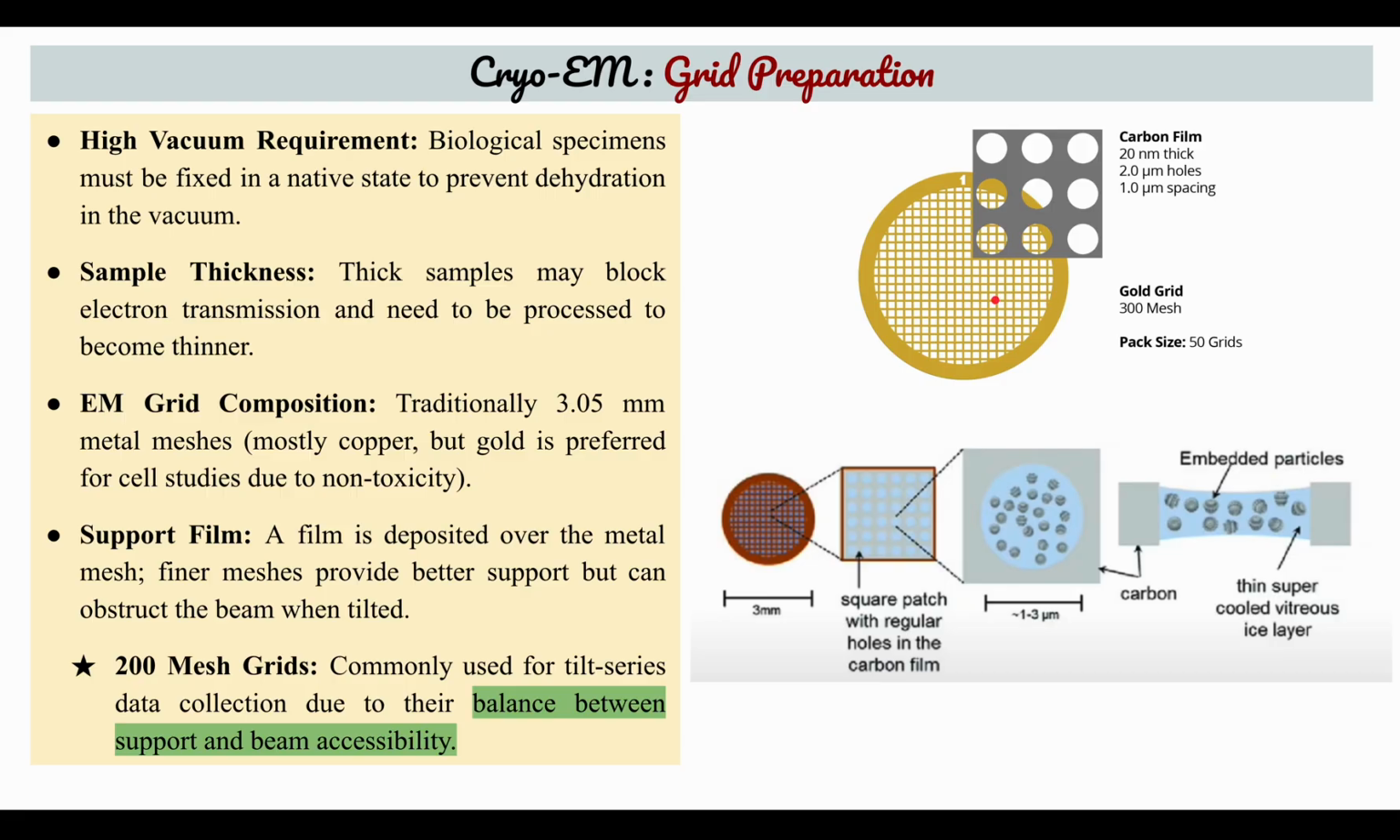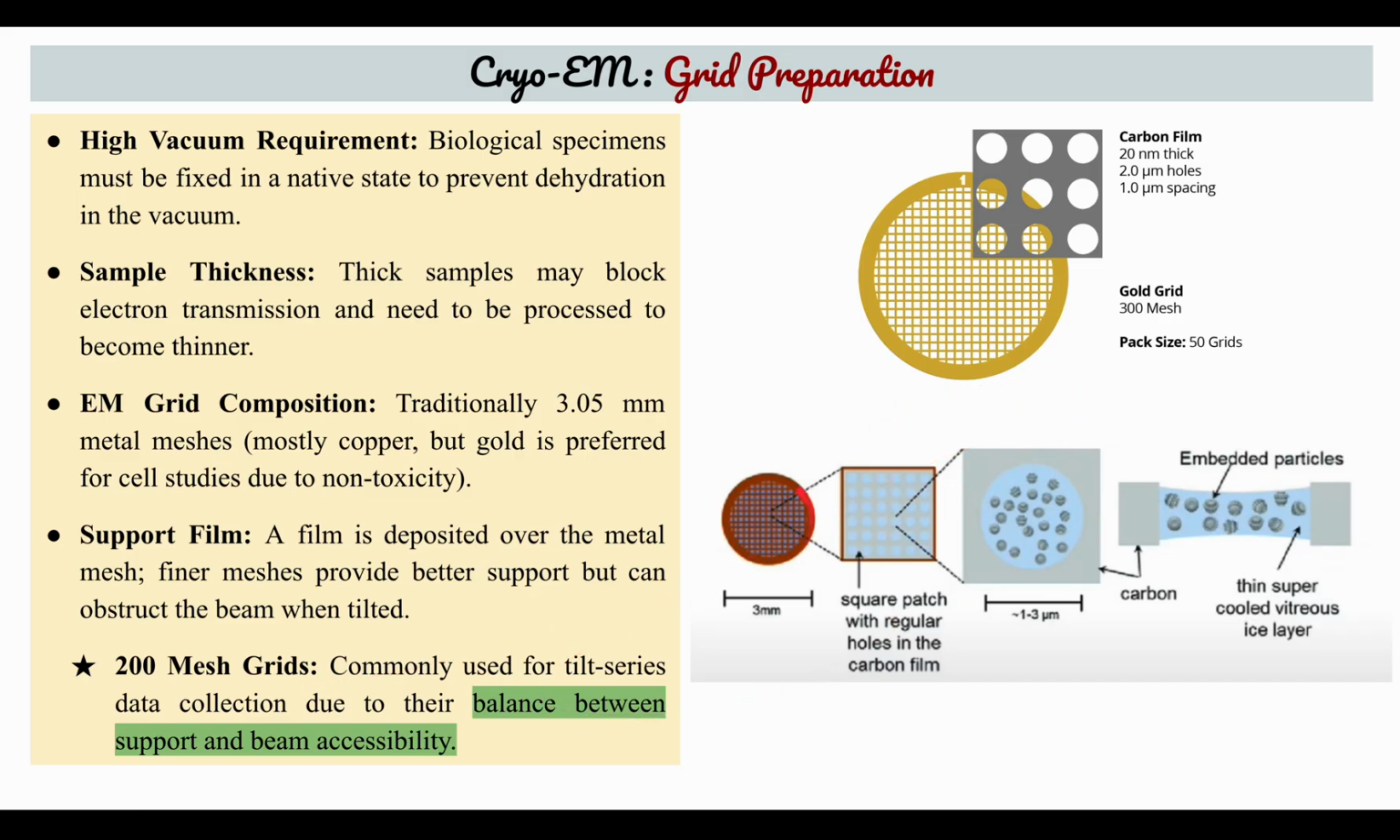If the mesh is finer, it can hold the carbon film or sample very properly. But if there are too many meshes, it will not allow the electron beams to pass through properly. Support film is a film which is deposited over this metal mesh, supporting your specimen. Finer mesh provides better support but can obstruct the beams when tilted. So we need to maintain a balance between the support film and beam accessibility. The mesh which is generally preferred is the 200 mesh grid, which is a balance between support and beam accessibility.